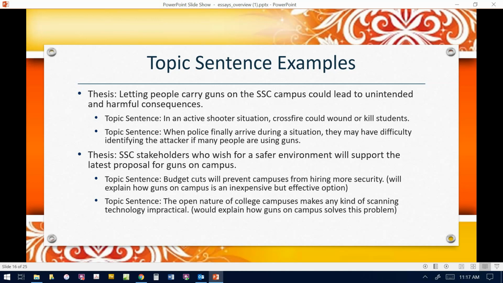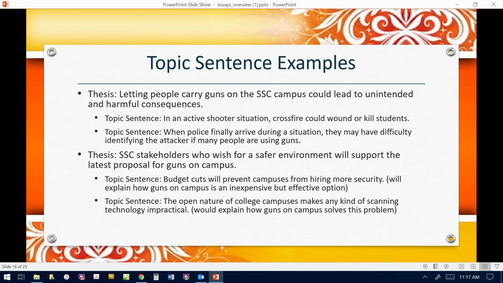The second one, who is arguing for guns on campus by saying people should support the latest proposal, who want safer environments. Well, here the first topic sentence expresses that budget cuts have harmed security personnel. So the rest of the topic of the paragraph is going to explain how guns on campus can help us bridge that budget gap, right?